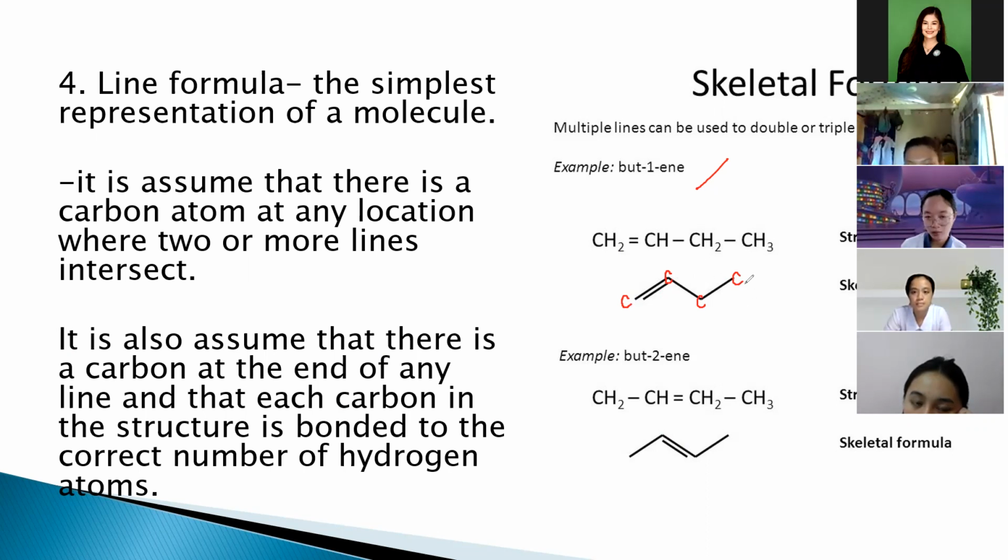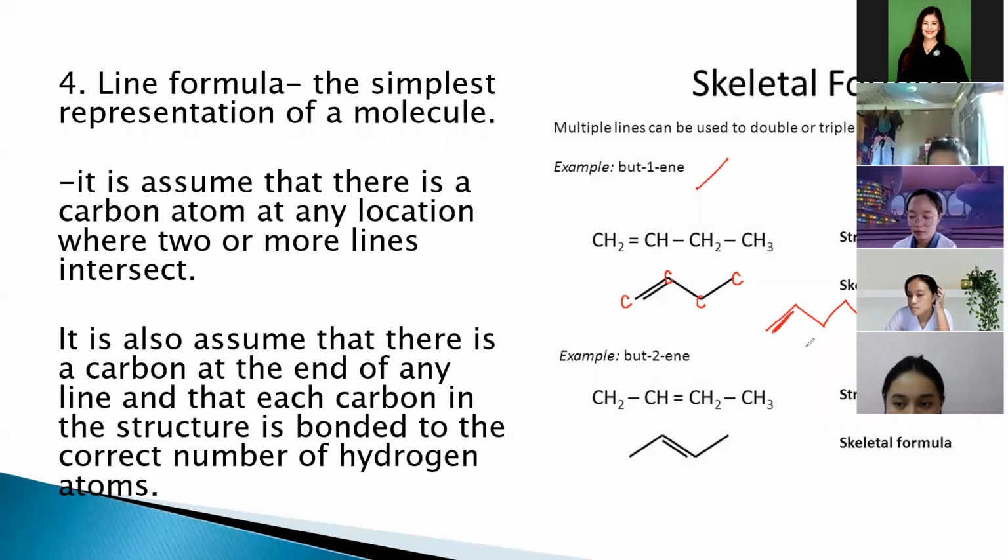Meron silang lahat carbon. And sa line formula, we also assume na yung carbons dyan merong kasamang hydrogen. Pero hindi na siya pinapakita. Diretso na siya line, like this one. Pwede siya ganyan. Okay? So lahat ng mga ends dyan and intersections may carbon and kasama nila yung corresponding number of hydrogen. Pero kung meron siyang double bond, ganun pa rin. Kung tingnan nyo sa screen, lagyan mo lang siya ng ganito. Okay. So this one means meron siyang double bond. Okay? Yan yung ginagawa for the skeletal formula.